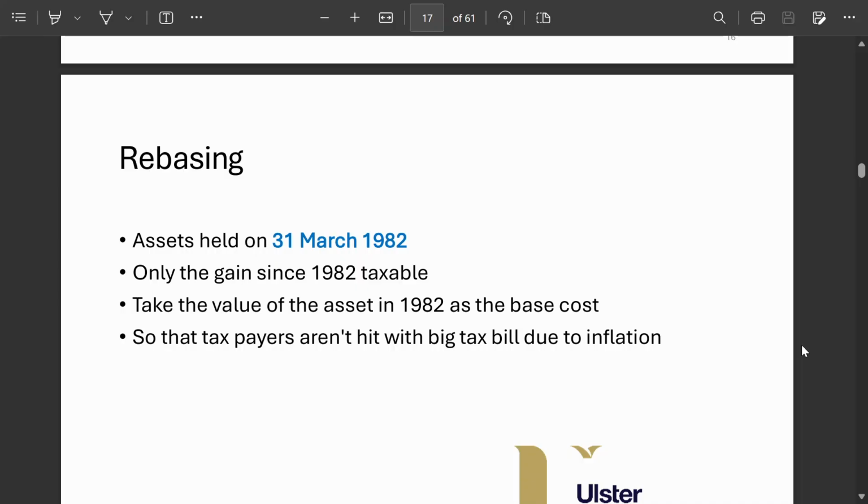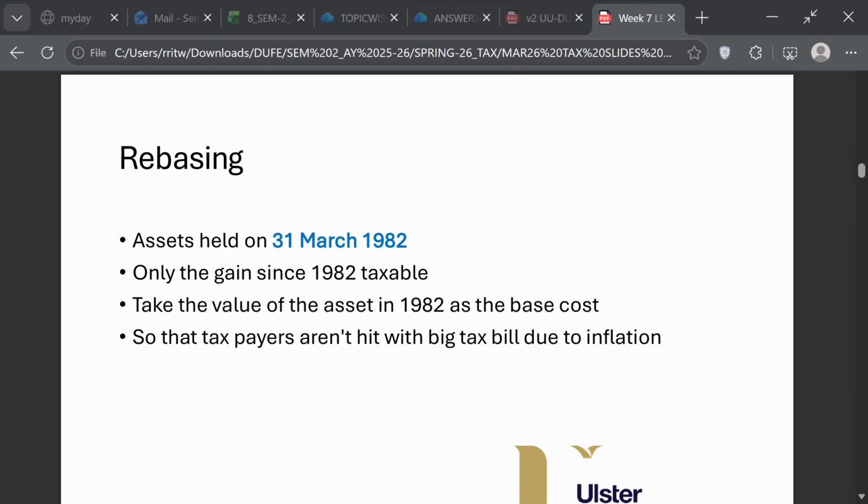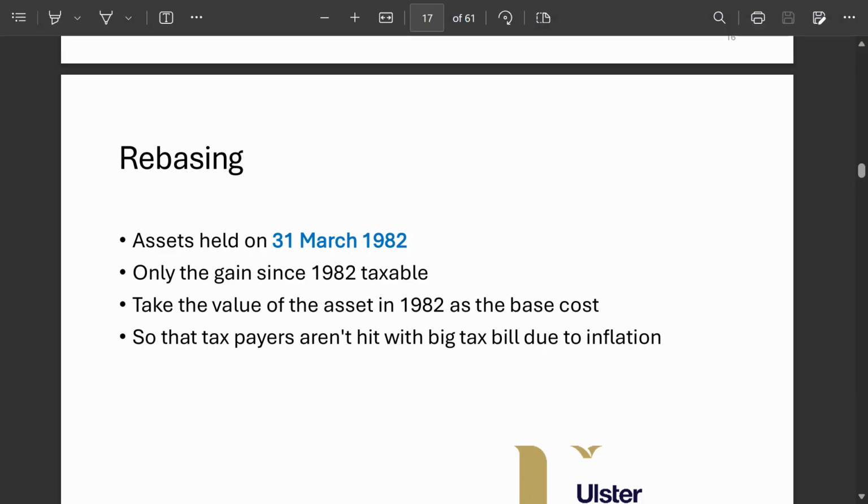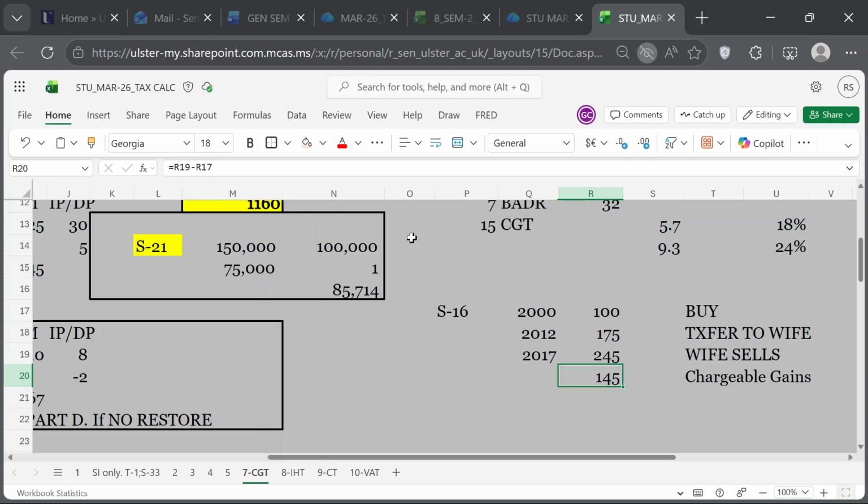The rebasing is that we assume that if you had bought something, let's say in 1975, and you were still holding it in 1982, then when you finally sell that asset, let's say in 2017 or something, we won't consider your cost in 1975. We will just consider your cost in 1982. So it's like rebasing. In a way, it's kind of the opposite of what we did in the case of the husband-wife. Here there is no rebasing.